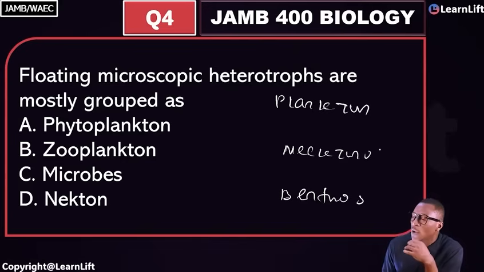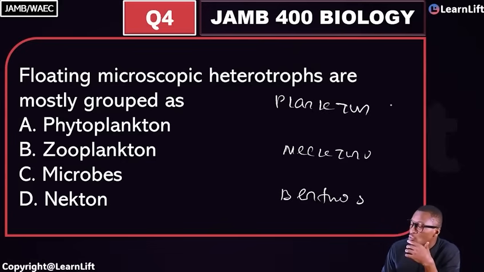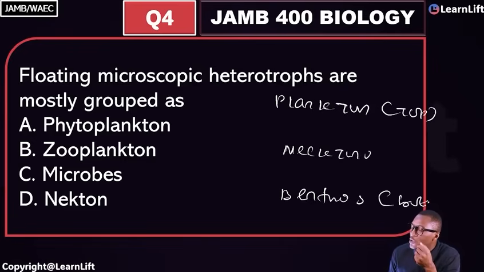Who are planktons? Planktons are organisms that float on top of water. That's why I put them on top. Benthos, this one, they are the bottom. That's why they call them benthos. Now, what are nectons? Nectons are organisms that can either be on top or at the bottom.